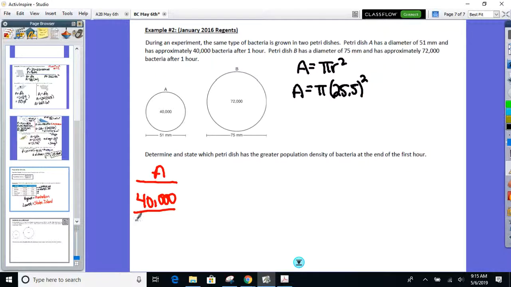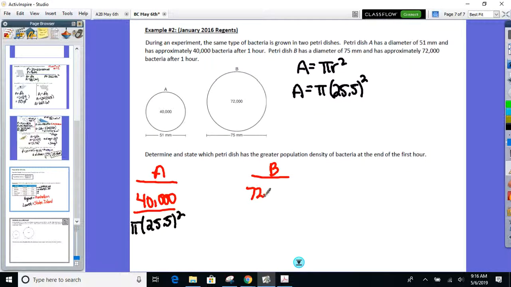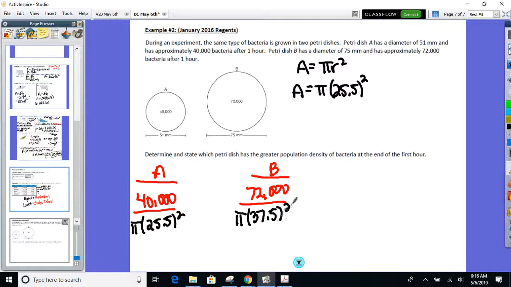If you want to just plug that in right to the formula, you can, or plug the whole decimal in. We're not ready to really round yet. 25.5 squared. And we're going to compare that to Petri dish B, which has 72,000 bacteria. What's the radius for Petri dish B? 75 divided by 2, also known as 37.5. Pi times 37.5 squared. And then let's compare the two. Which one has the greater population density?